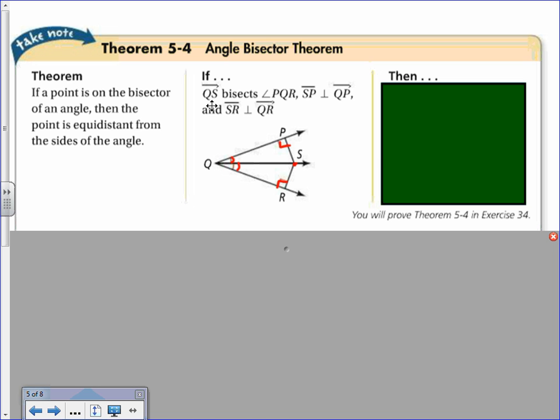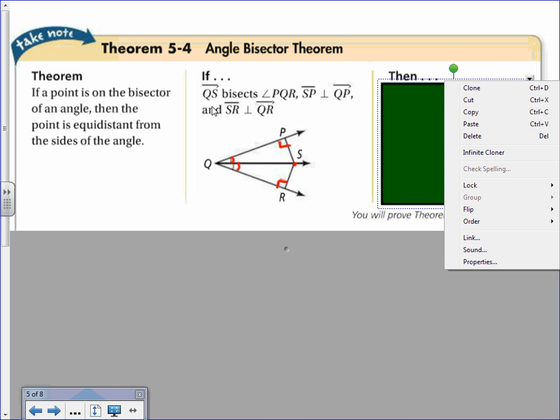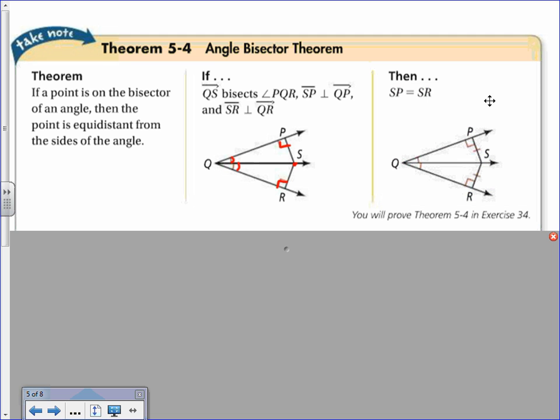So that means that in our picture here, QS is bisecting angle PQR, and we know that SP is perpendicular to QP, and SR is perpendicular to QR, then we know that PS and RS are going to be congruent as well. So they're equidistant from them. That's why we have those lines there. That's what this theorem is saying.